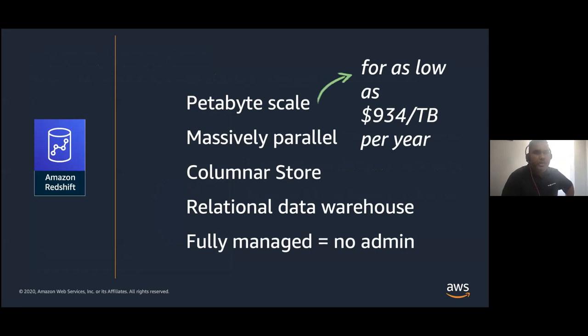The other one from the Amazon relational database services is Amazon Redshift, right? A lot of you have probably heard of this. Some of the features of Redshift are that it's a petabyte scale, massively parallel, columnar store, relational data warehouse. Fully managed, and no admins are required to manage your data warehouse.